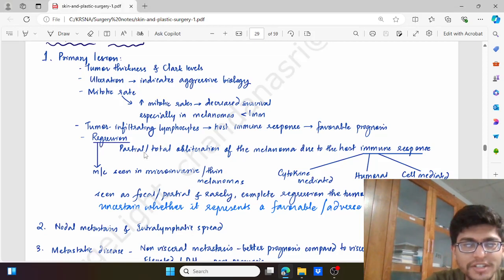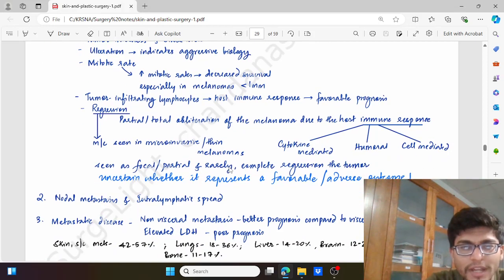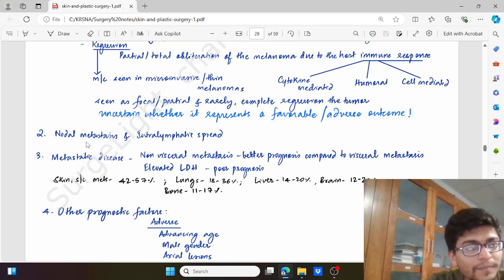Regression, that is partial or total obliteration of the melanoma due to host immune response, which could be either cytokine, humoral or cell mediated, and is seen in microinvasive or thin melanoma, and seen as focal or partial or rarely complete regression of the tumor. It is uncertain whether it represents a favorable or adverse outcome. So that's a debate. Then the nodal metastasis and intralymphatic spread, again it will be a sign of poor prognosis. Non-visceral metastasis will have better prognosis than visceral metastasis; involving the organ is always bad. Elevated LDH will have poor prognosis.